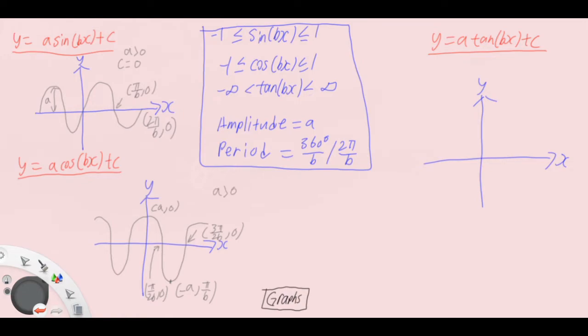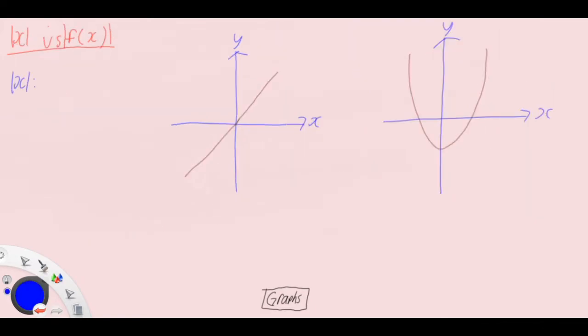Of course, divide by b if you have a period of 360 degrees over b. Tangent looks like that, a bit different now, because you have what we call undefined values at x equals pi over 2, x equals 3 pi over 2. Of course, if you have bx, then it's pi over 2b, 3 pi over 2b. Basically, that is for the trigonometric graphs.